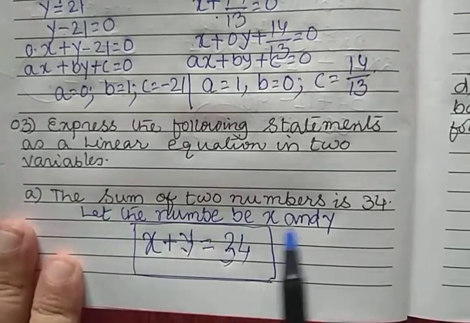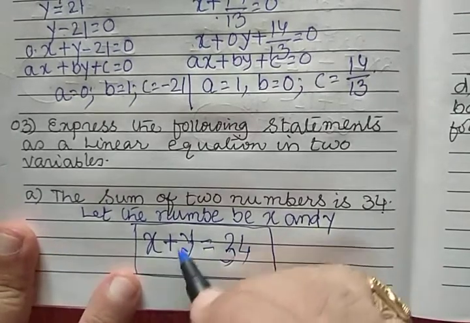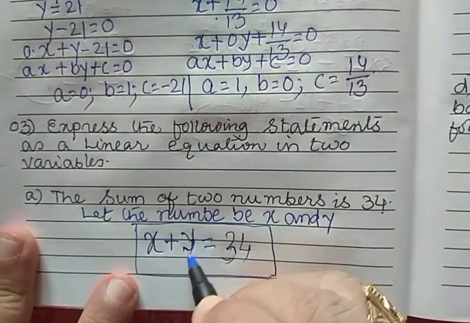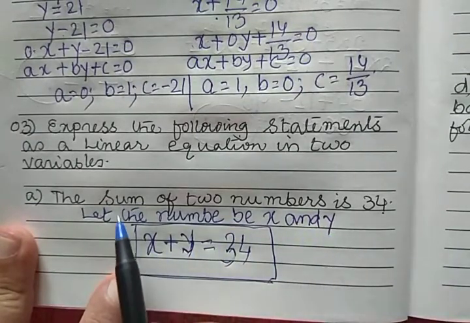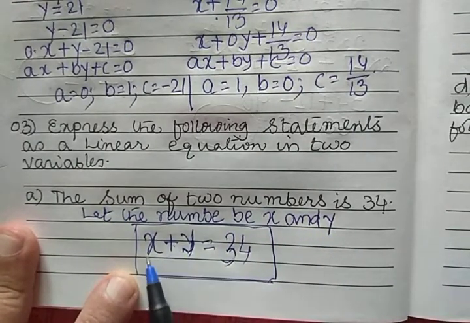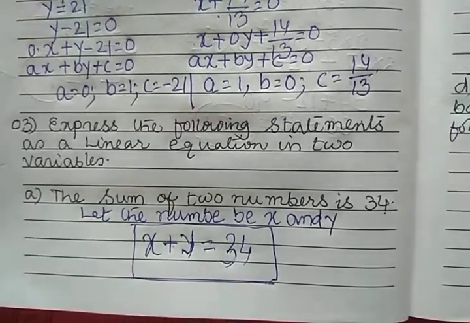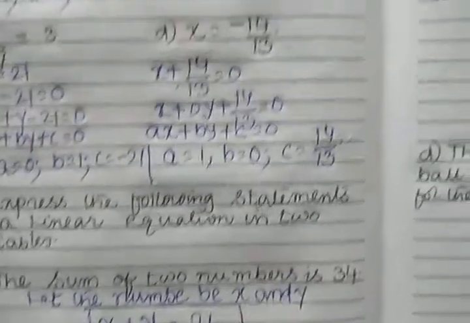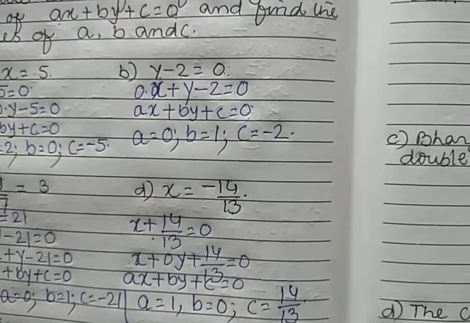What is given? Sum of two numbers is 34. So what you have taken, let those two numbers be x and y. Sum means plus. x plus y is equal to 34. Clear? So now let us do some more.